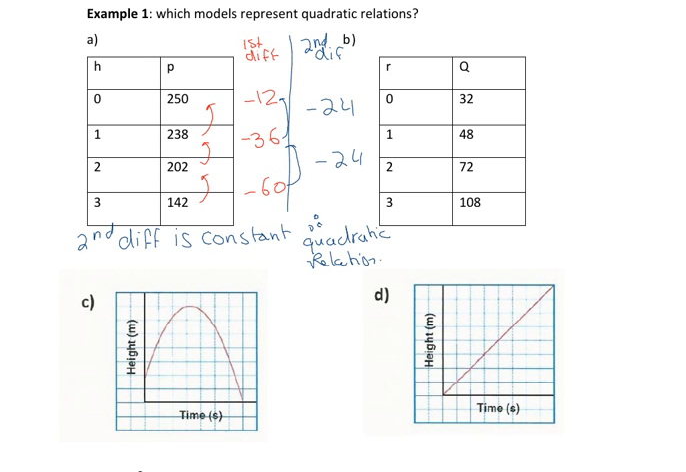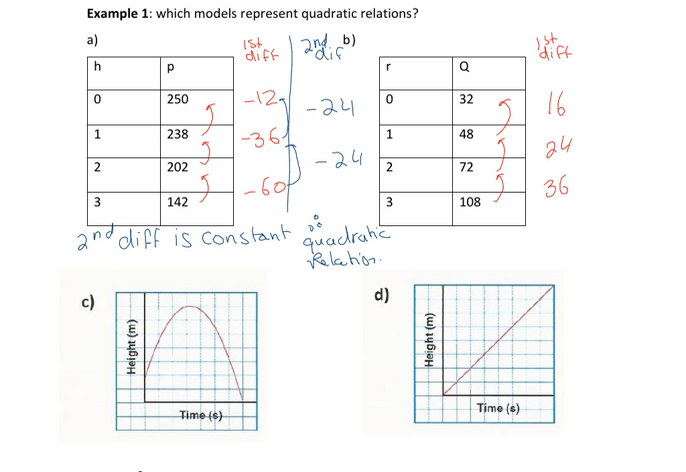I have to do the same thing for the other table to figure out if it's quadratic or not. So the first thing I have to do is the first difference. 48 take away 32, that's going to be 16. 78 take away 48, that's going to be 24. And 108 take away 72, that is 36. So looking at this, I can say that it is not linear, because it's not constant.